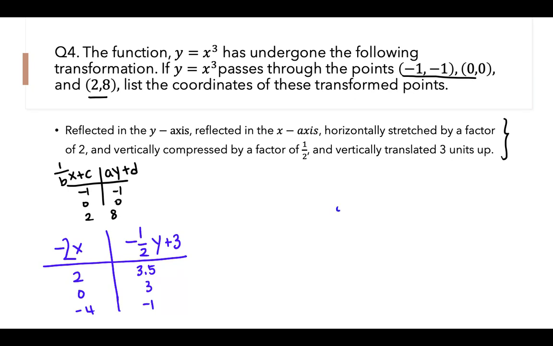So therefore, what are the transformed points, the coordinates? It's going to be (2, 3.5), (0, 3), and (-4, -1), respectively, from the given question.